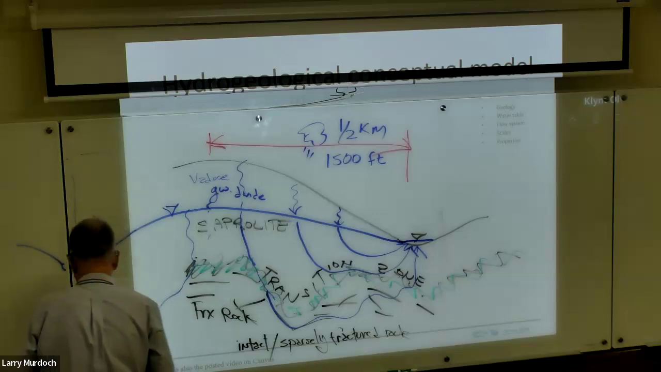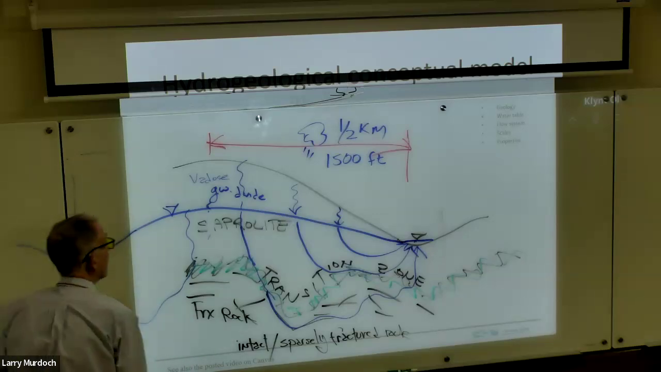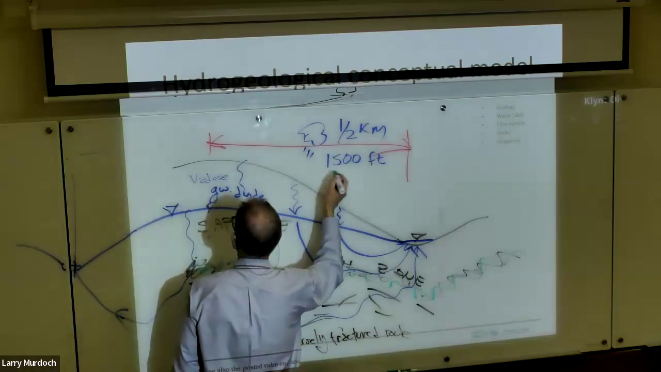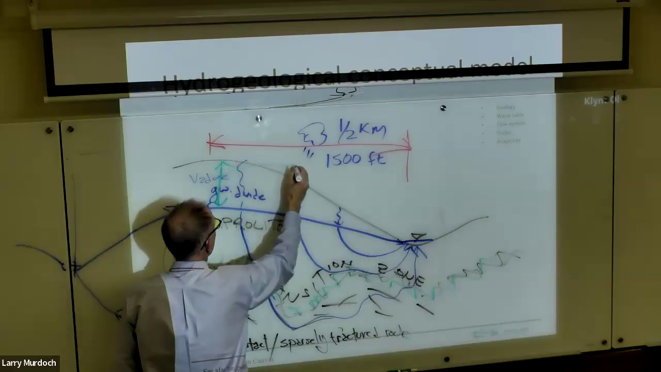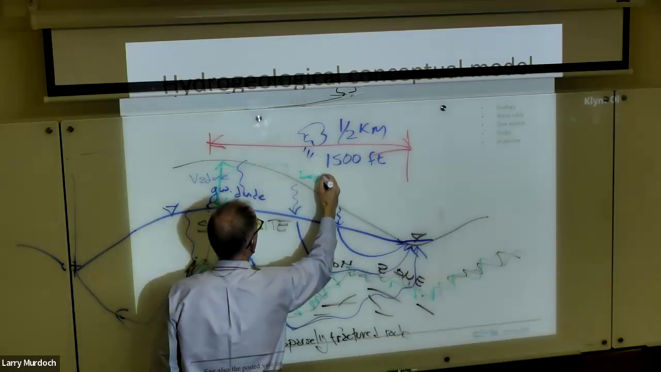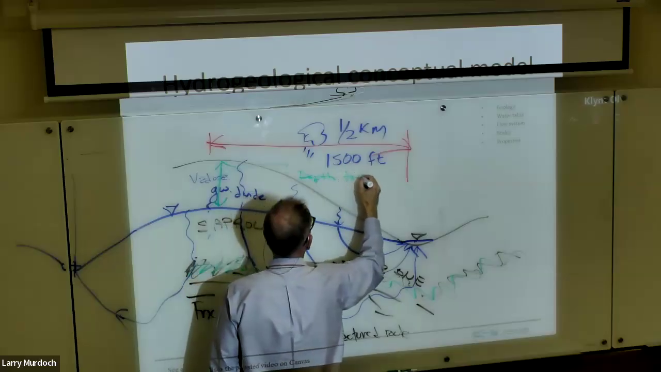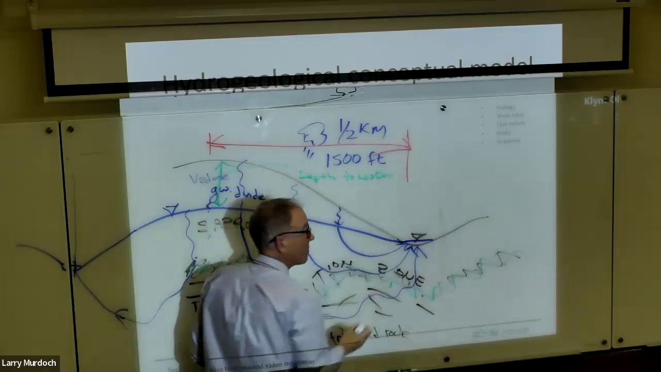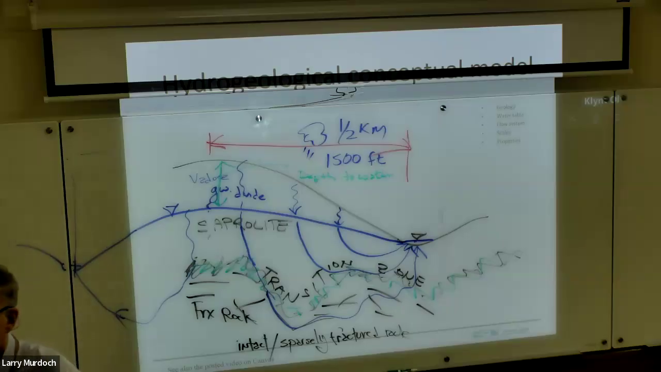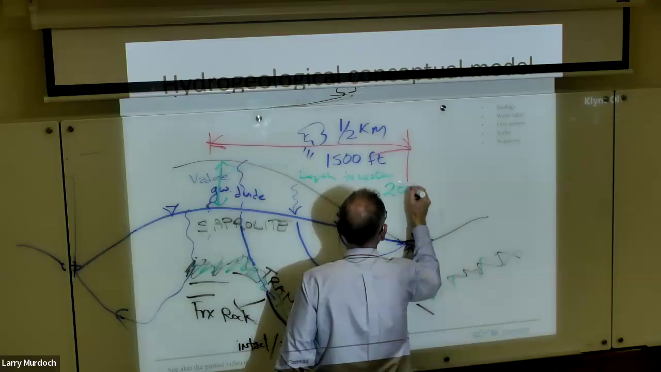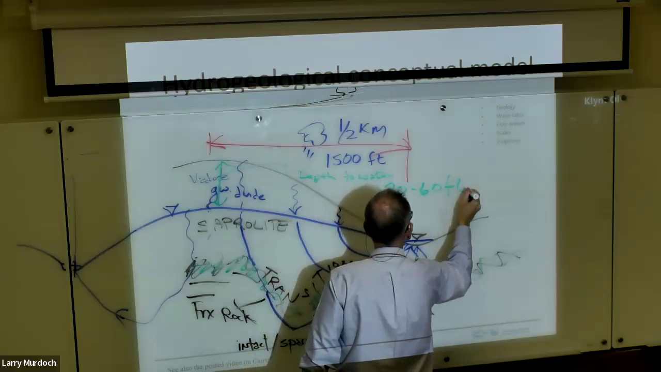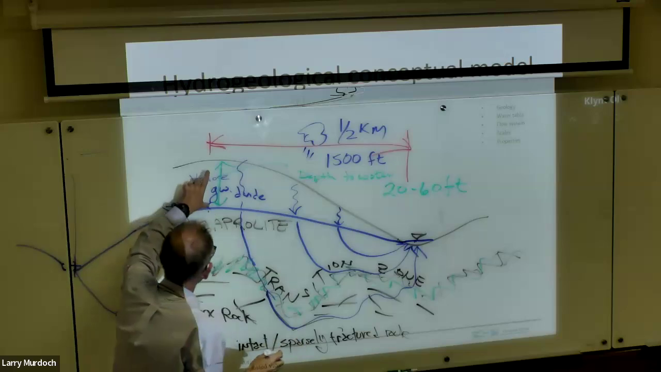So let's do the dimensions in a different color. So 1,500, and here, what did we say was the typical depth to water? 20 to 60 feet. 20 to 60? That seems good. 20 to 60 feet. That would be an important scale.